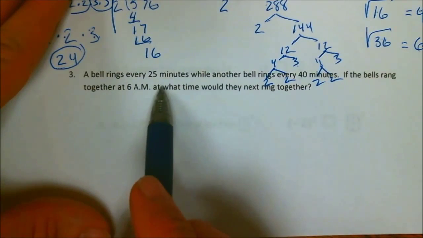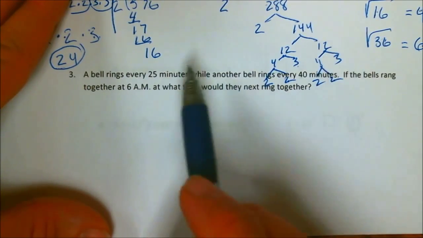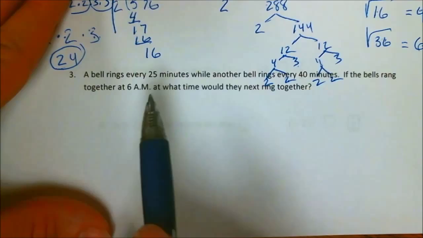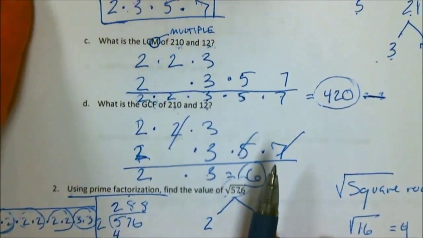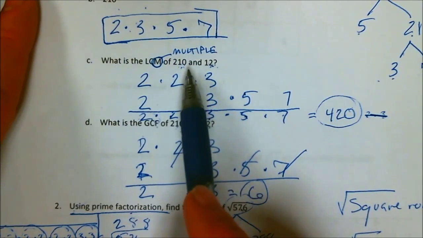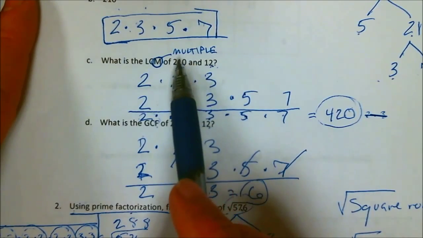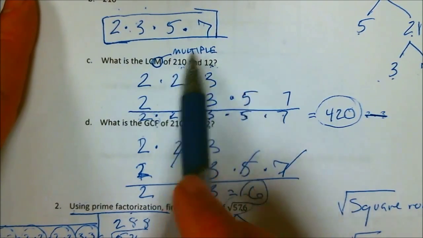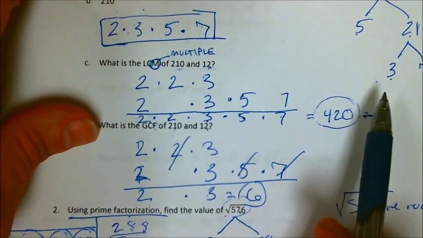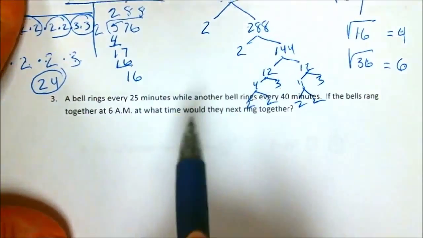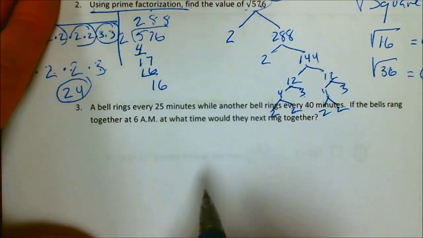A bell rings every 25 minutes. Another bell rings every 40 minutes. If the bells ring together at 6 a.m., at what time would they next ring together? Well, that's just this, isn't it? That's just saying if I go 12, 24, 36, 48, and then do multiples of 210, at what time will those meet again? Well, in this case, it's 420.